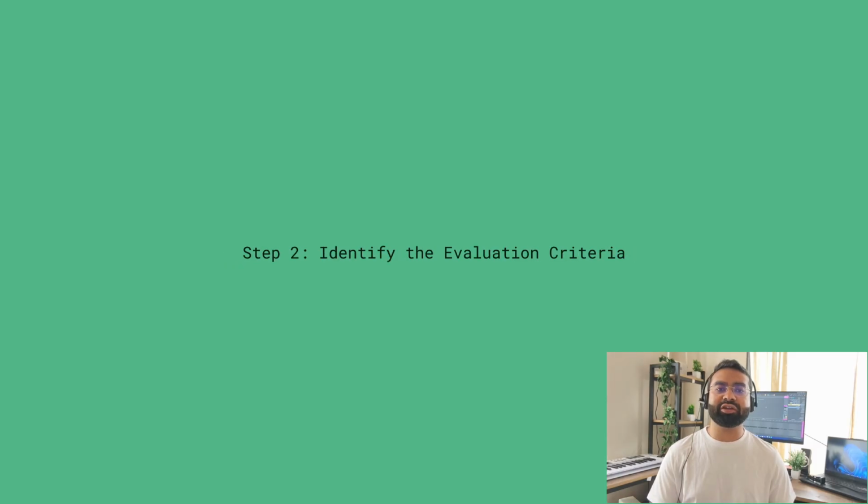Step 2, identify the evaluation criteria. The RFP will say something like this: proposals will be evaluated on technical approach, team experience, cost, timeline. That's your scorecard. That's what they actually care about. If the cost is weighted at 10% and the team experience at 50%, you know what matters. Tailor your proposal accordingly.